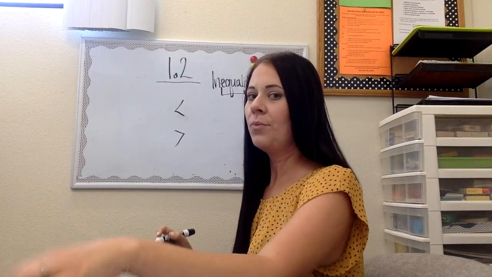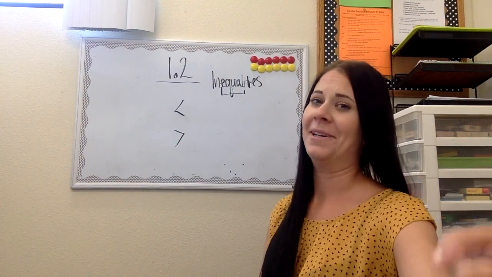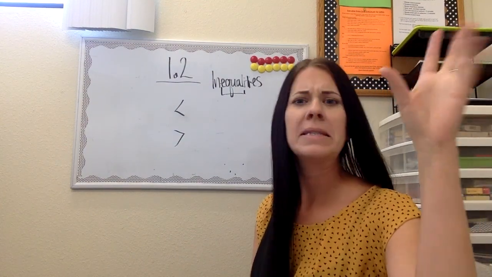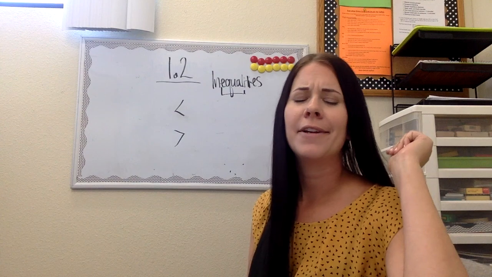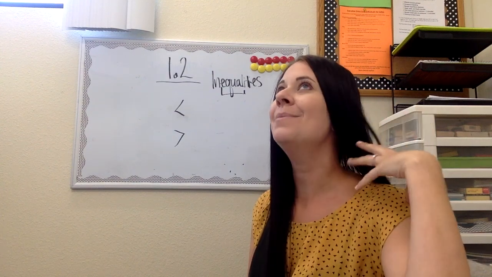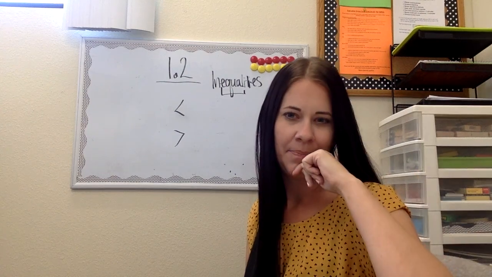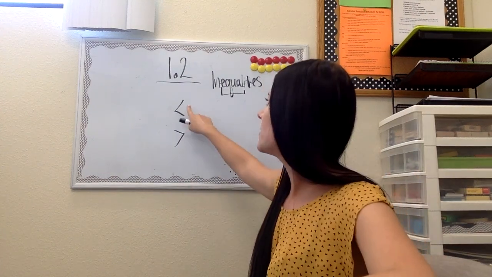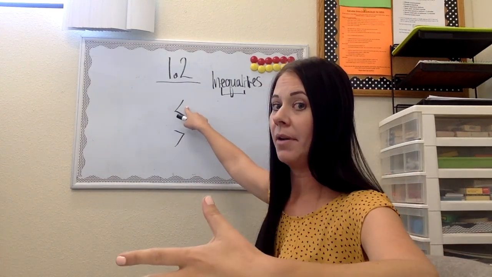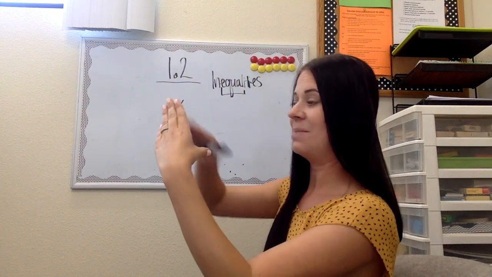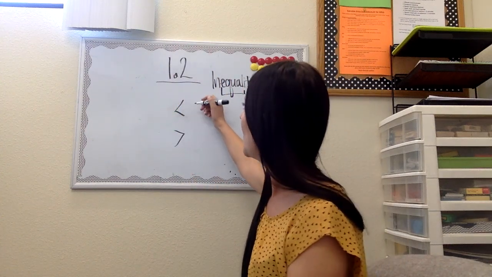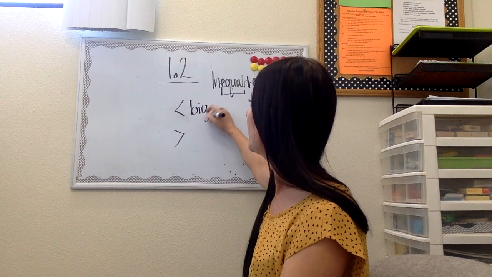Now, you may have been in class before where the teacher told you, just think of this as an alligator, and the alligator eats the bigger number. Well, I am telling you that is not going to work for math. So we need a better system. So instead, I want you to think of this opening to the bigger number. That's a bigger side. This side's bigger. Look, it's bigger. So it opens to the bigger number.